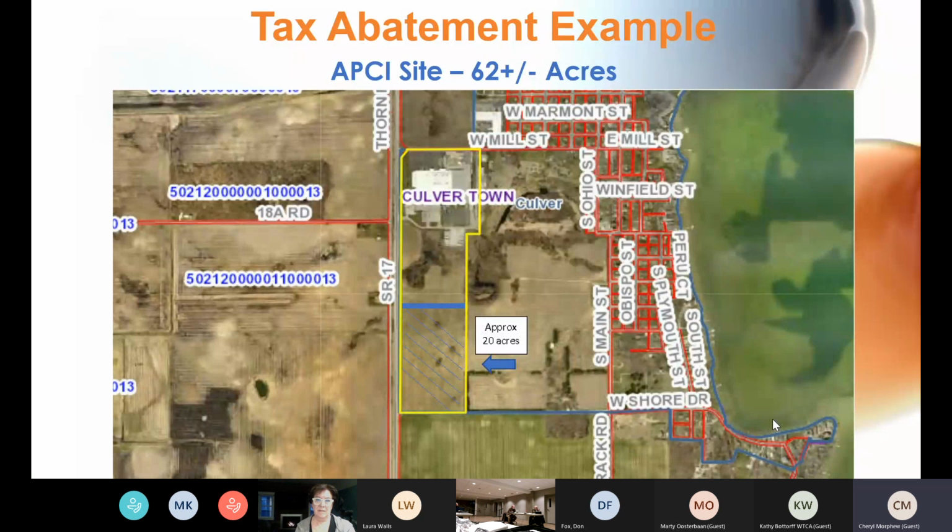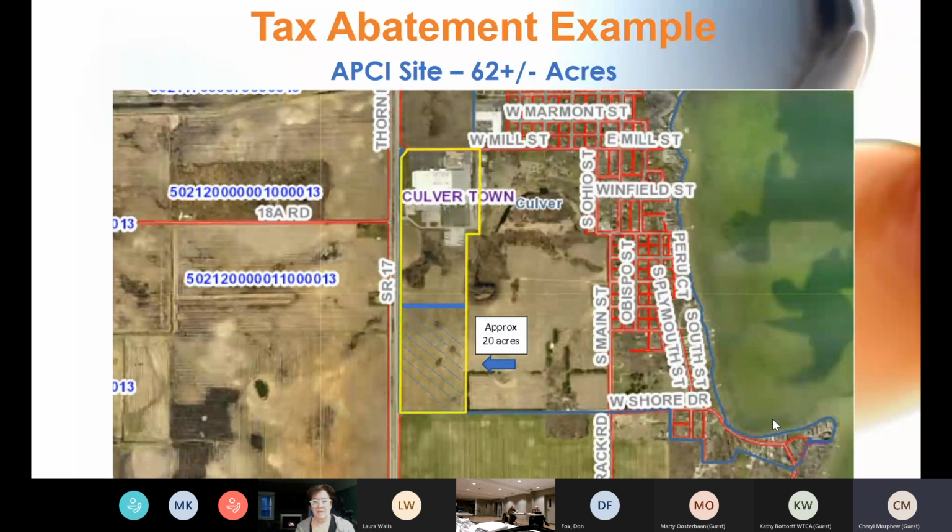But as I was looking through your inventory through the GIS system, I noticed the APCI site, they have, give or take, 62 acres, and you can see they're using about a third of it. You've got about another third that looks like it's woods and maybe some wetland, who knows what's in there. But the southern part of their property is not being used. And so when you're looking at a lead like this, it's important to engage Laura and her team.